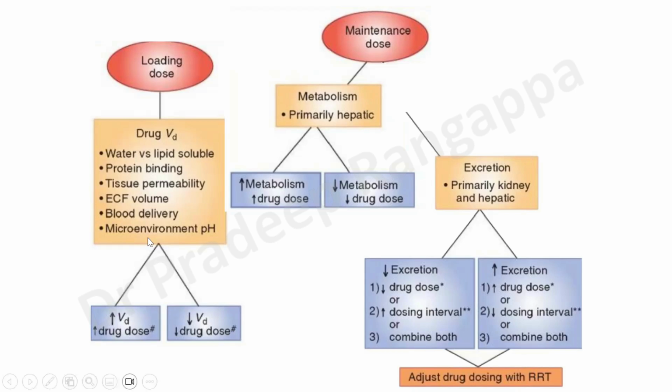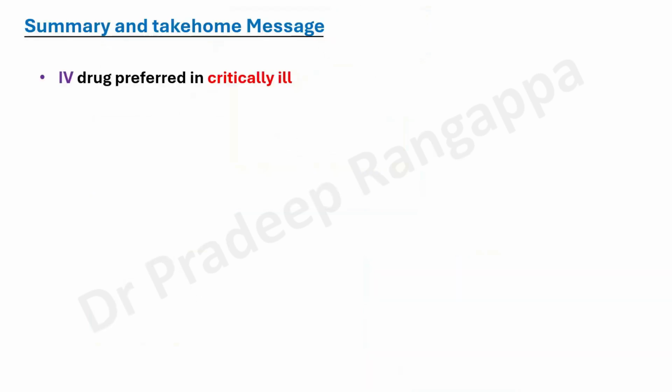Initially, in the critically ill, the volume of distribution is always large. That's why, bear in mind, you have to give a loading dose. If you have a liver dysfunction and metabolism is impaired, then you may have to reduce the drug dosing. And if you have an acute kidney injury, you may have to reduce the dose and increase the dosing interval. Principally, that's what we keep doing every day in ICU.